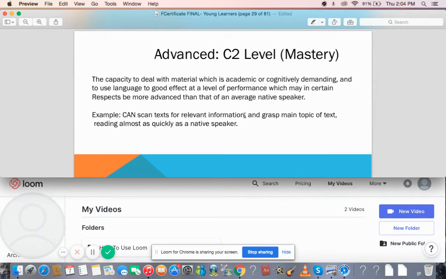The capacity to deal with material which is academic or cognitively demanding and to use language to good effect at a level of performance which may, in certain respects, be more advanced than that of an average native speaker. So in C2 or C1, usually these are the students who can do more research or academic work, can use academic jargon, and can read between the lines. They could also understand more metaphors, or sarcasm to some degree.